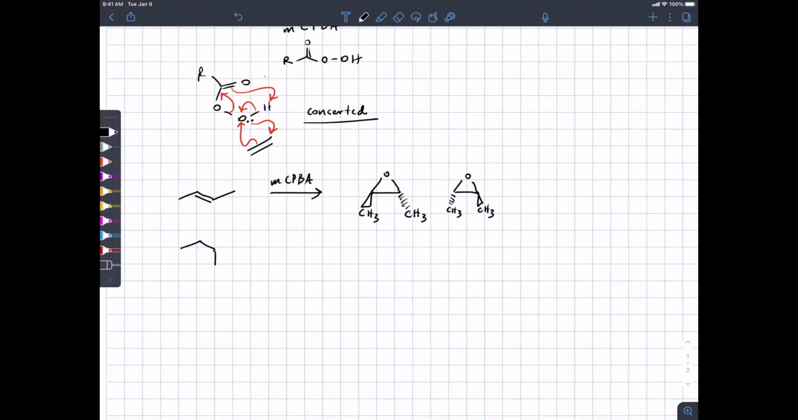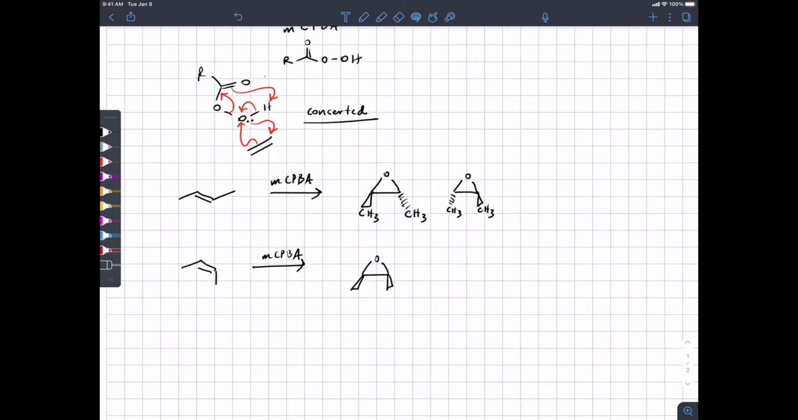Similarly, if you started with the cis alkene, you would expect your epoxide product to look like this, and that is a meso compound. All right? So, simple one-step reaction for making epoxides. Any questions you want to ask?